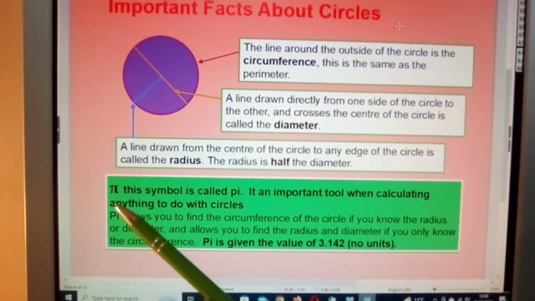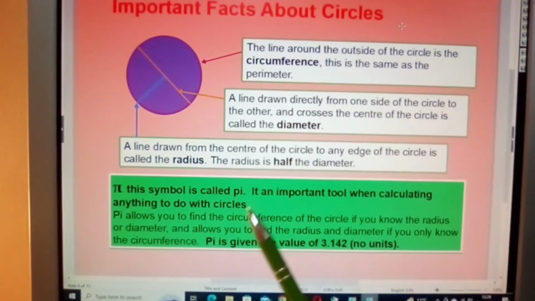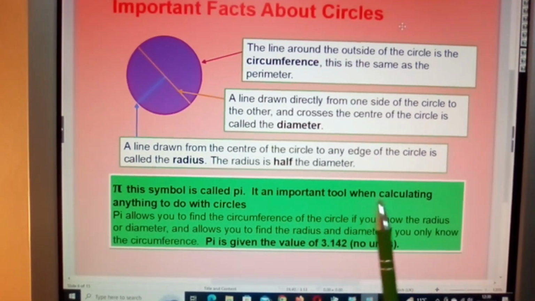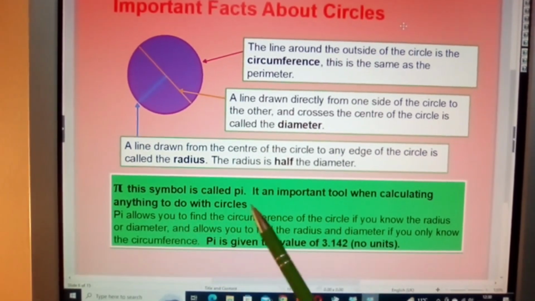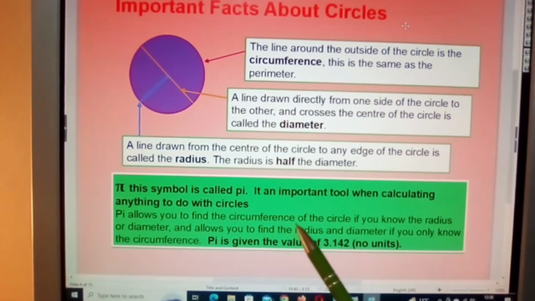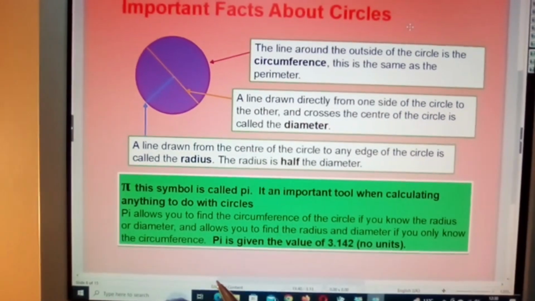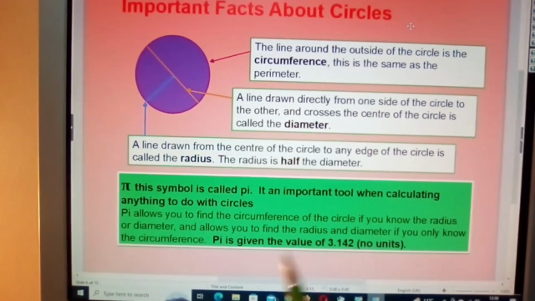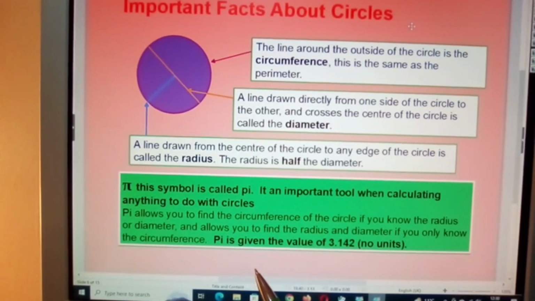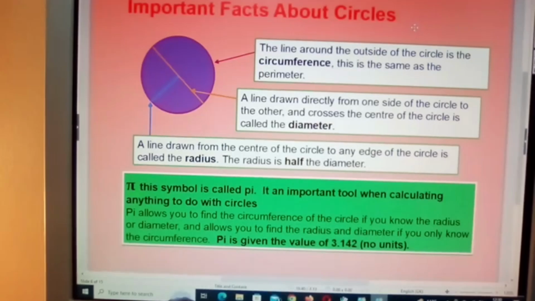And now look at this. This symbol is called pi. It is an important tool when calculating anything to do with circles. Pi allows you to find the circumference of the circle if you know the radius or diameter, and allows you to find the radius and diameter if you know the circumference. Pi is given the value of 3.142. No units to it.